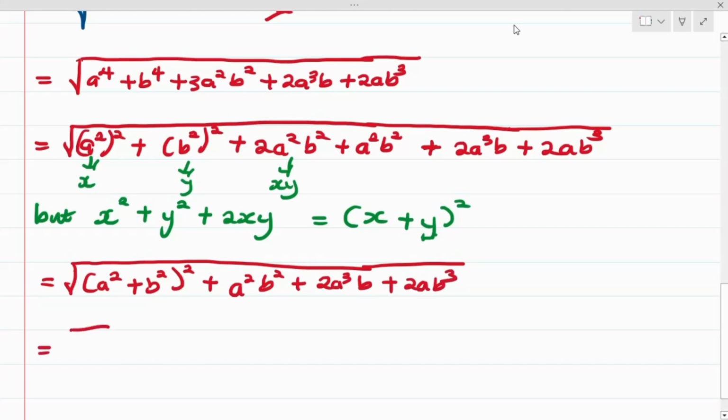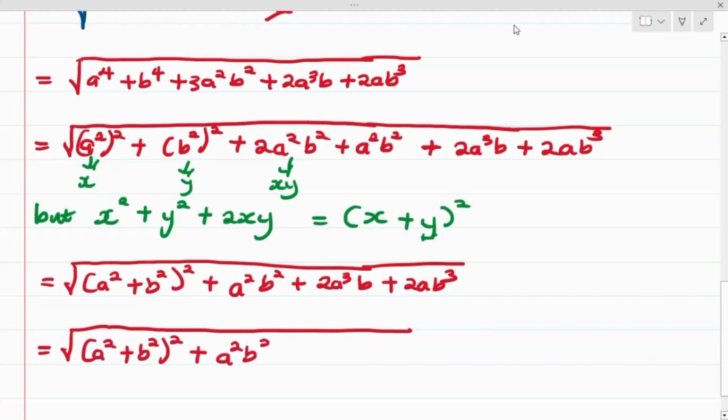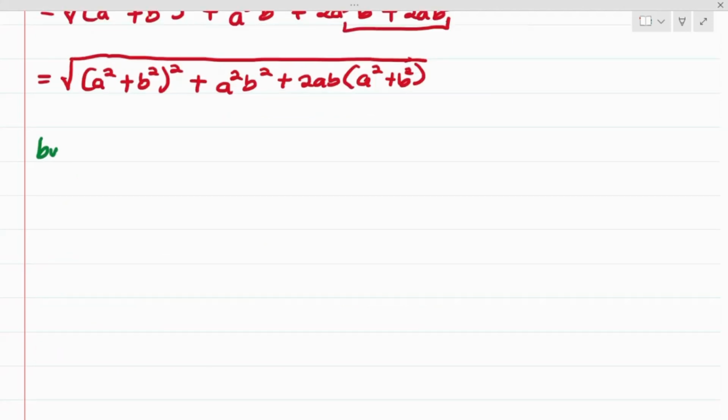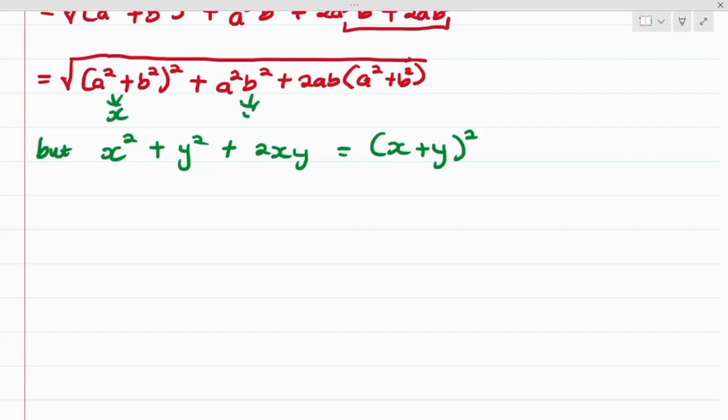So we have this equal to the square root of a squared plus b squared all squared plus a squared b squared plus, so right here if you factor out 2ab, from here up to this point, we are going to have a squared plus b squared left. So applying that same process, if we have x squared plus y squared plus 2xy, this equals x plus y all squared. That is to say, if we have this to be x and this to be y, so we have this to be yx, which is the same thing as xy, we have this right here.